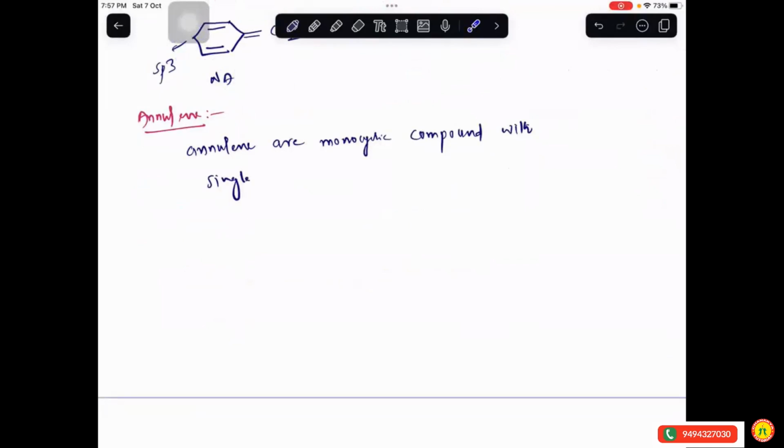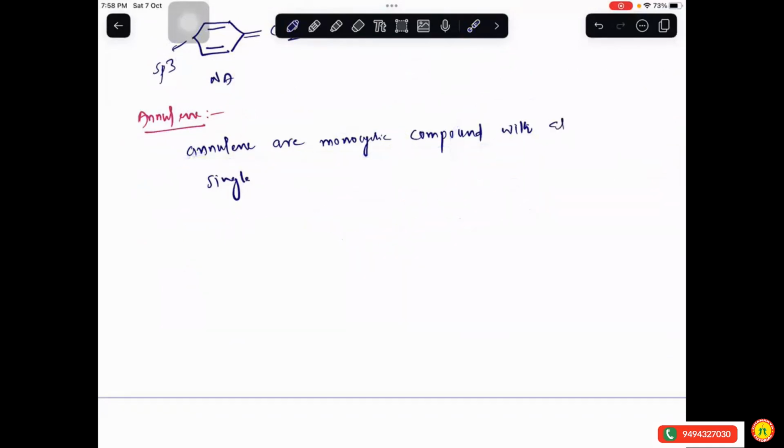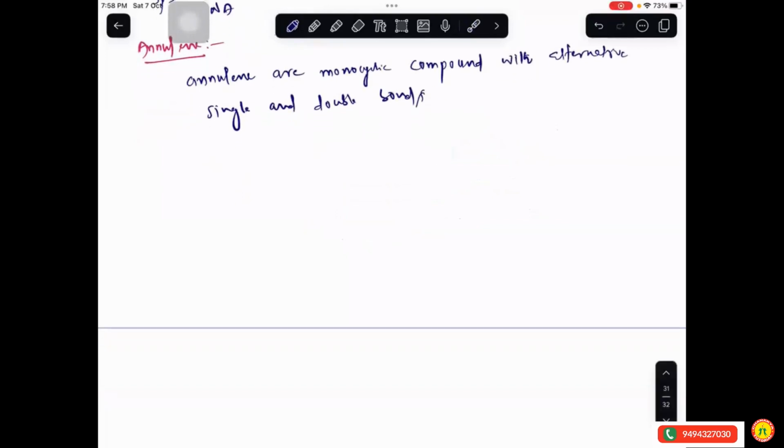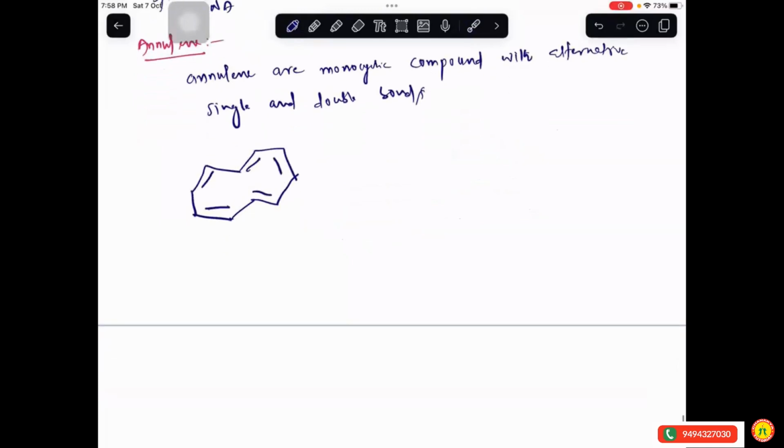See next one, annulenes. What is the meaning of annulene? Annulene is a monocyclic compound, only a single cyclic compound like this, okay? With alternating single and double bonds. Suppose you are taking this one like this. Here one single bond, one double bond, single bond, double bond, all alternating bonds are there.